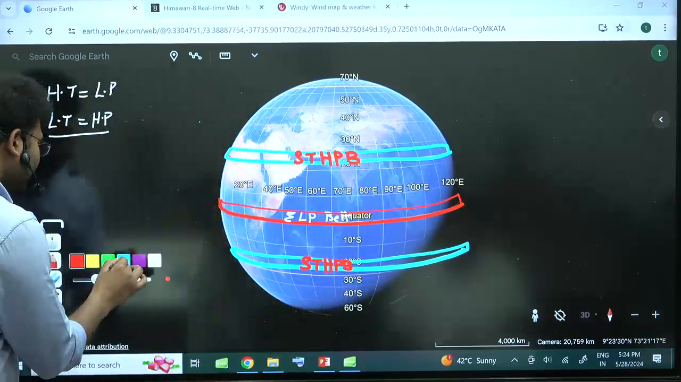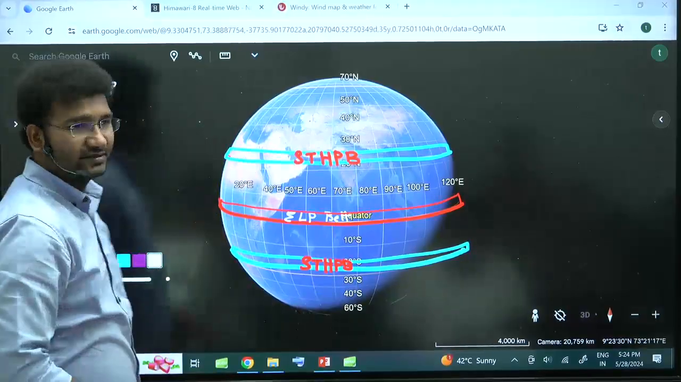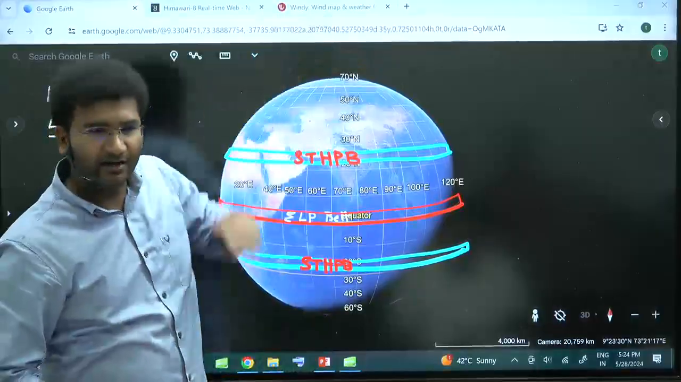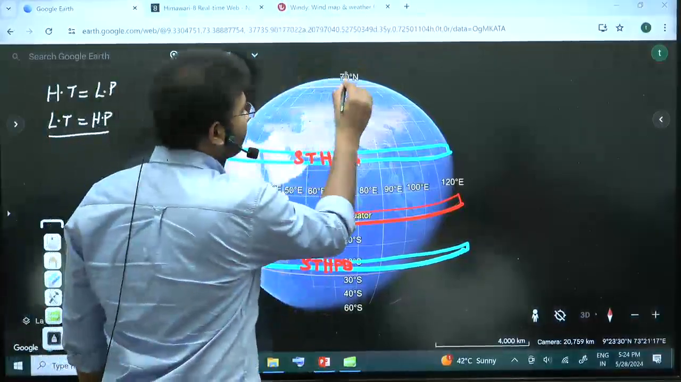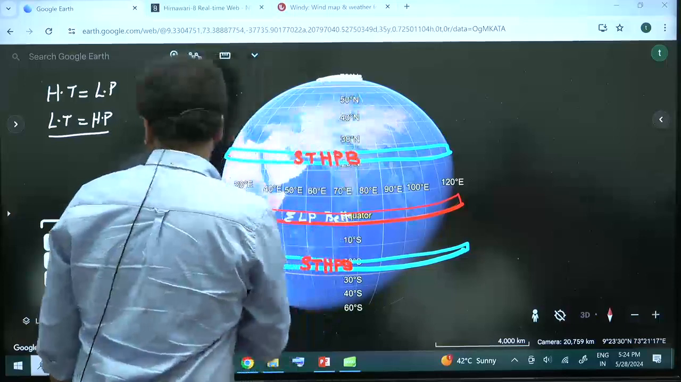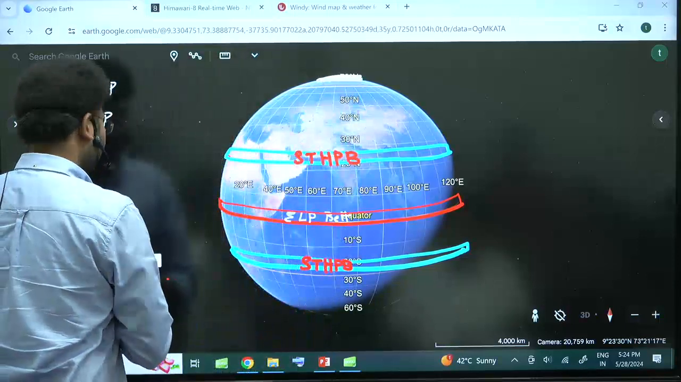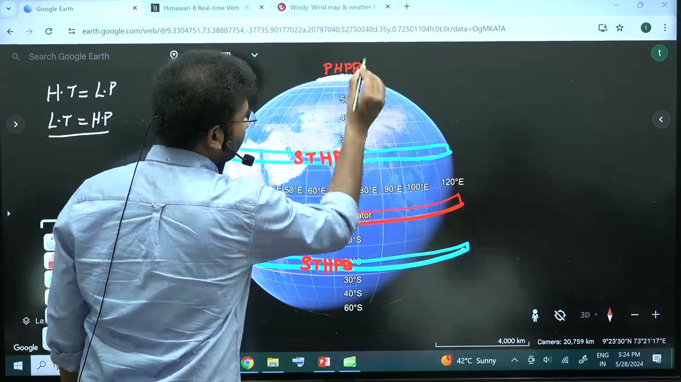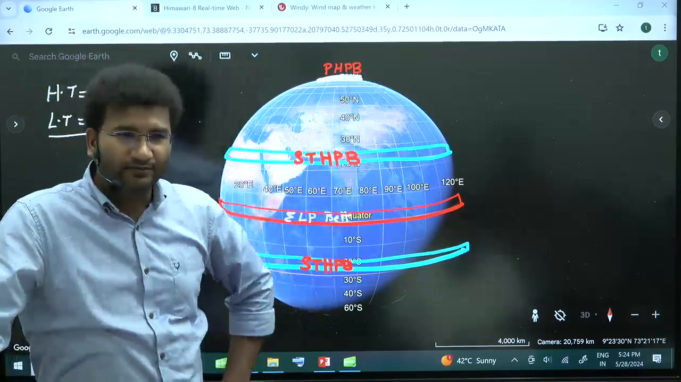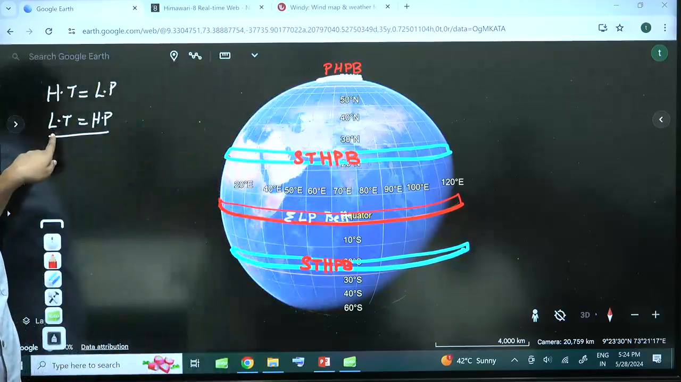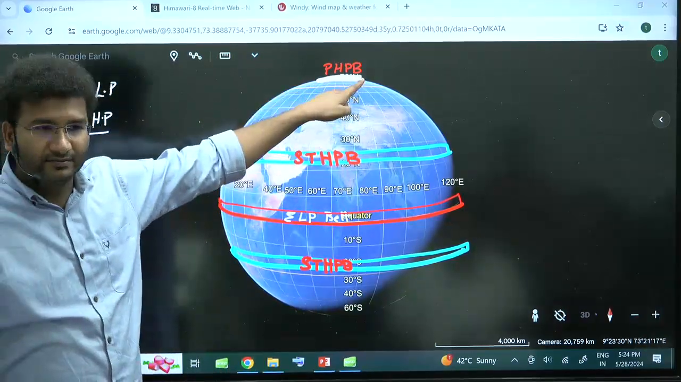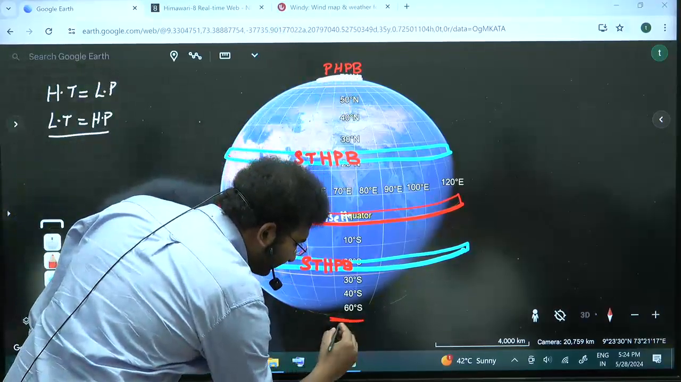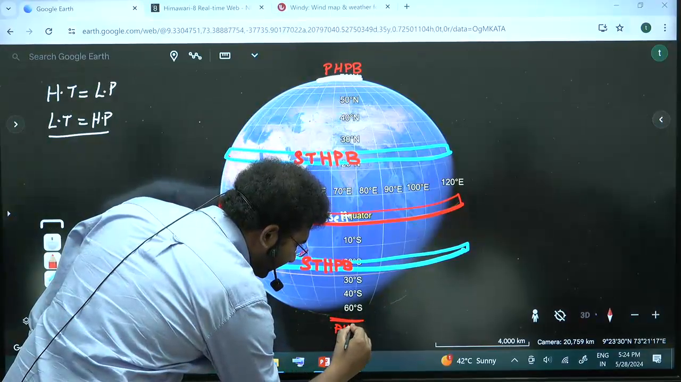Now come to the polar region. The polar region is a region which always has cold temperatures. Take the average temperature at 90 degrees north and 90 degrees south. Here the temperatures are always cold. So can I call this the polar high pressure belt? Yes. Because temperatures here are always low, so you will have high pressure. Right? Can I also call this polar region the polar high pressure belt?